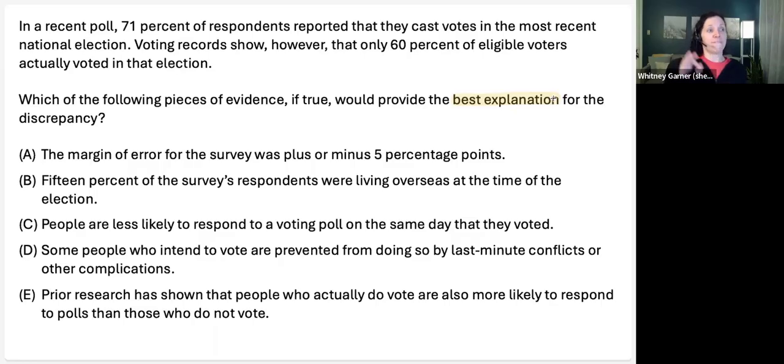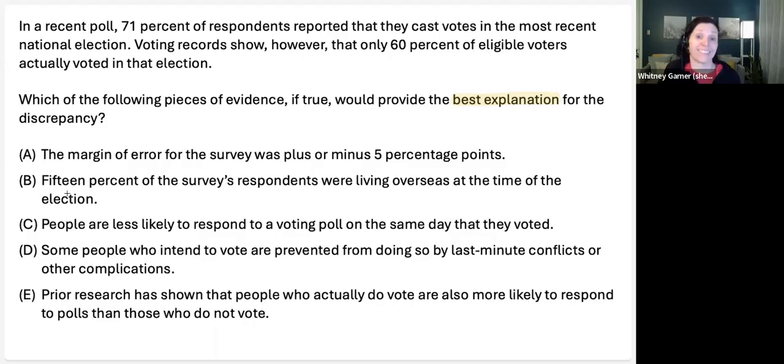Cool. 15%. Okay, we're getting numbers here. 15% of the survey's respondents were living overseas. Sure. But that doesn't explain to me why 11% said they voted but didn't. Because if this poll was of 100% of all the eligible voters, then 11% are lying to us, or there's some sort of mathematical error that has happened to these 11% of people.